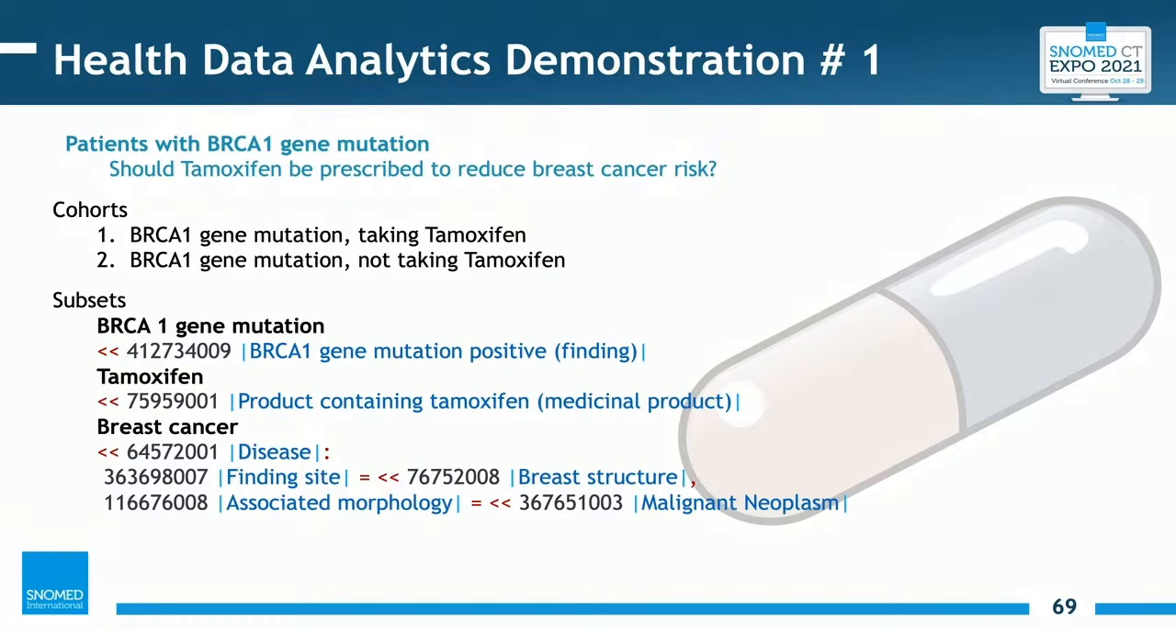Descendants or self of disease with a finding site, which is a descendant or self of breast structure, and an associated morphology, which is a descendant or self of malignant neoplasm. And note that this is an example of a query which not only leverages SNOMED CT's hierarchical structure, but also its defining relationships, specifically the finding site and associated morphology relationships. Once again, this is one of the unique advantages of using SNOMED CT for analytics.